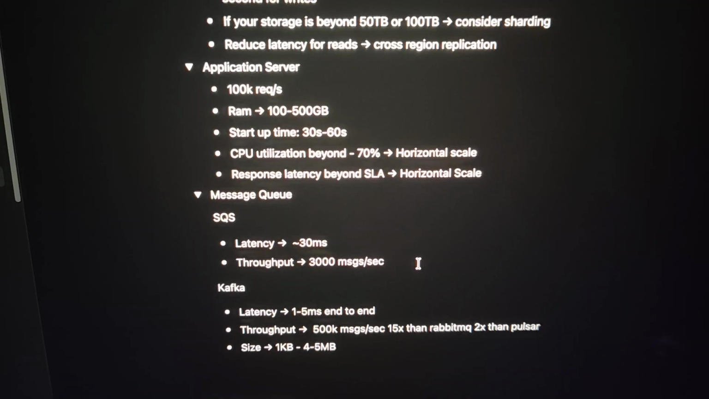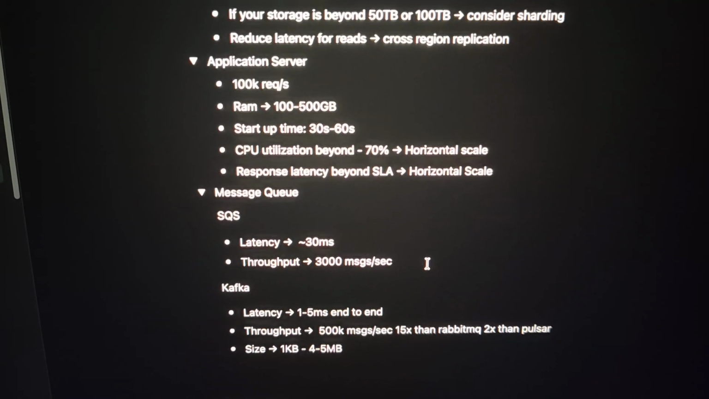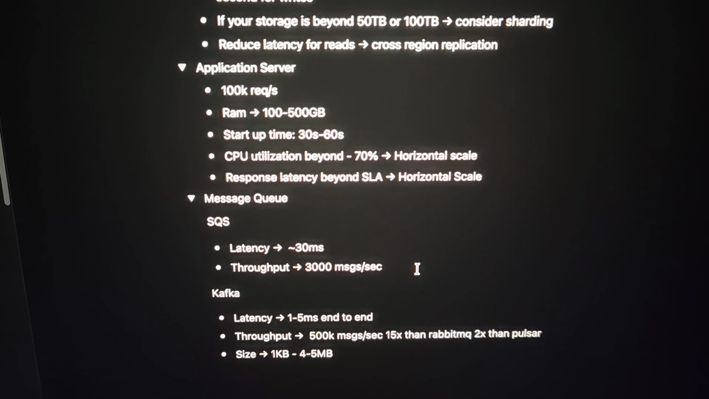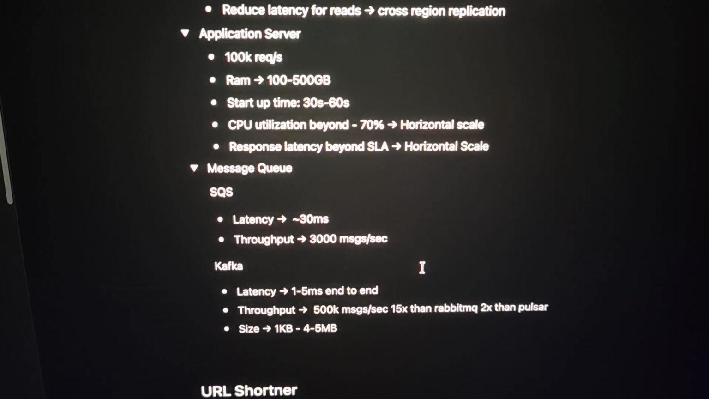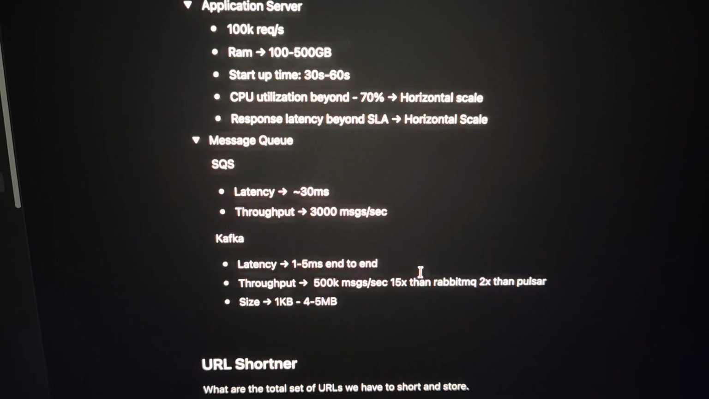In an interview, you should know when you should shard. So if your memory is going beyond that, then shard, otherwise you don't need it. And to reduce latency for reads, you can use cross-region replication.